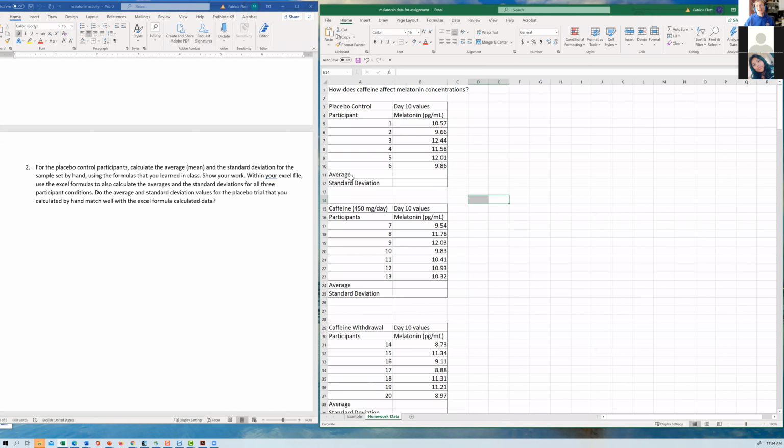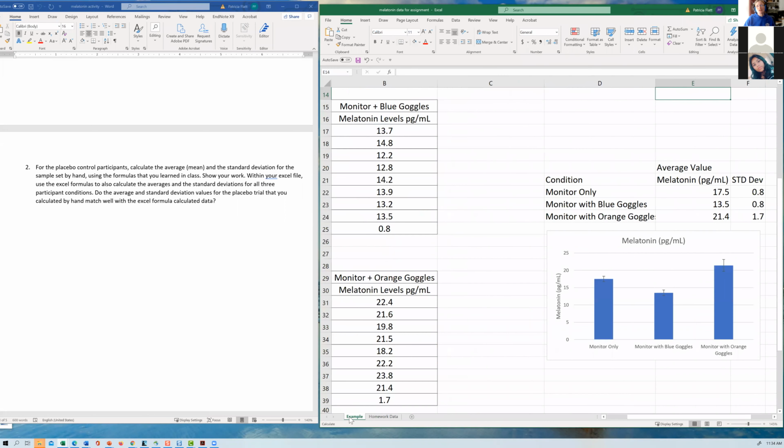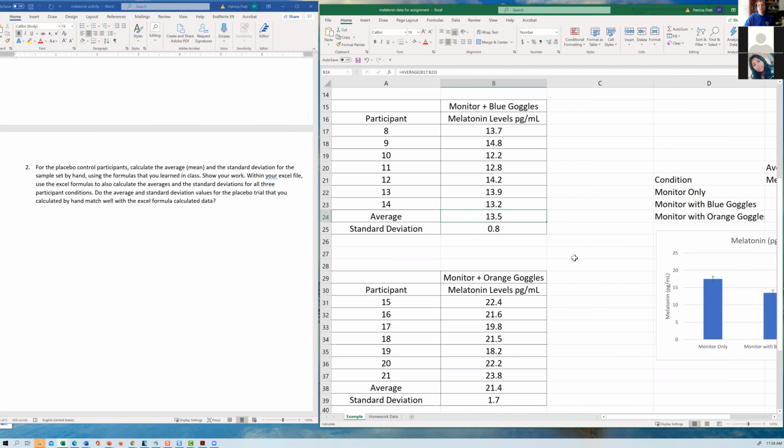So you need to hand calculate the averages and hand calculate the standard deviation for the placebo control for this data set. But Excel is, of course, an amazing program, right? And Excel will do this for you, right? So if you haven't used functions in Excel before, I'll just show you how to do that. You can look these up and search for these on the internet too if you need to figure out, how do I do an average or a mean?